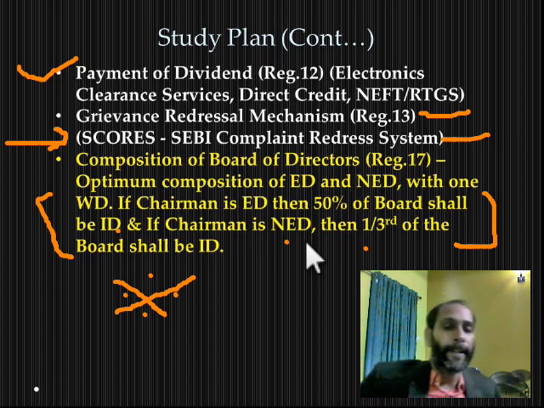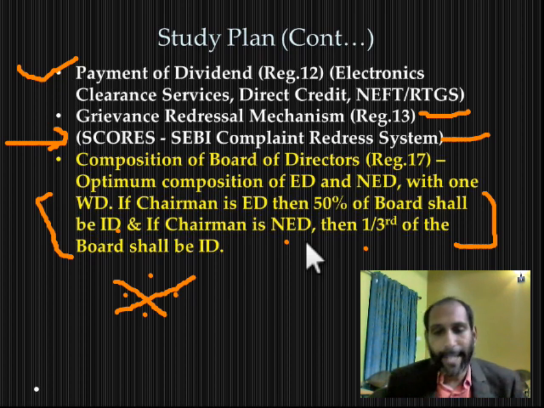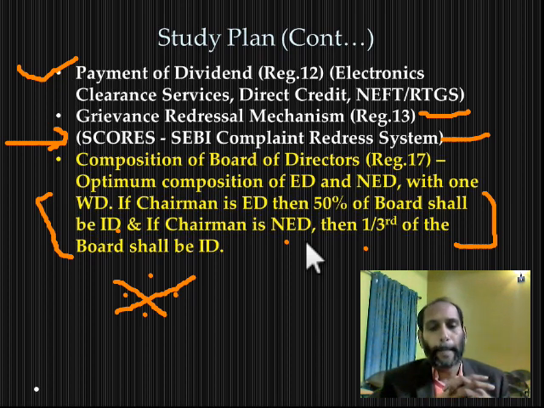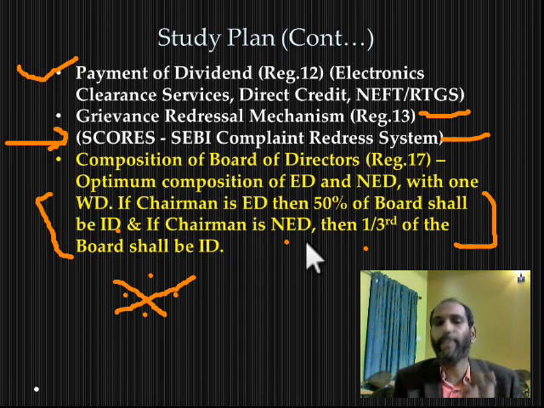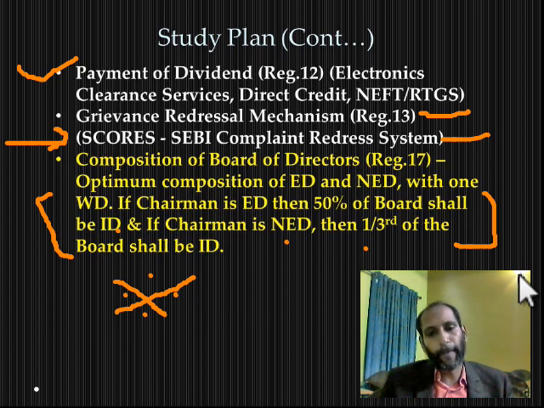If I repeat again, the post of the chairman or the status of the chairman and the number of independent directors have been linked. If the chairman is an executive director, 50% of the board should be independent directors. If the chairman is a non-executive director, then 1/3 of the board shall be independent. So this is very important from the exam point of view. Okay. So this slide speaks about payment of dividend, compliance with trustee system, and the composition of board. Got it?